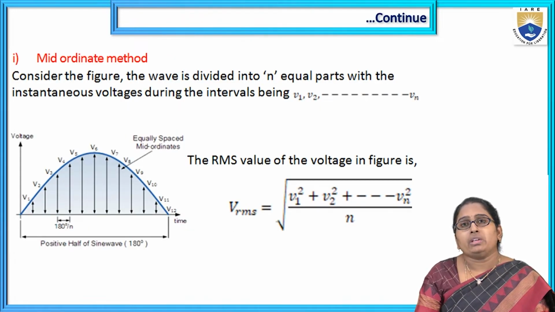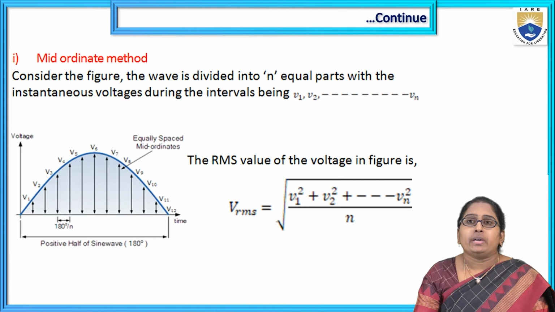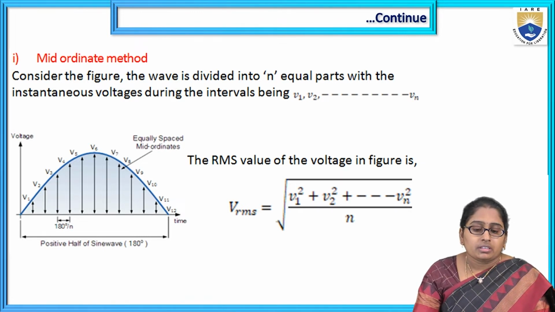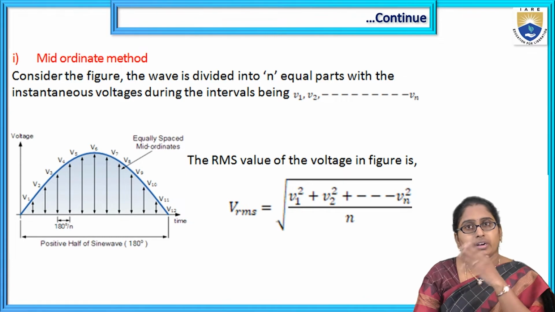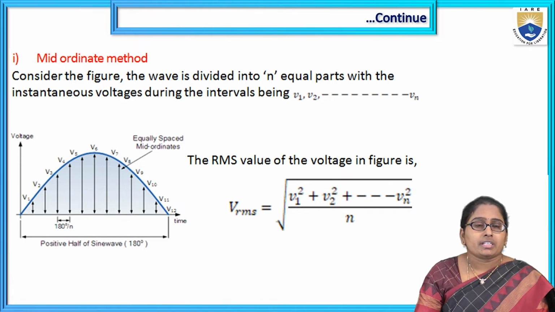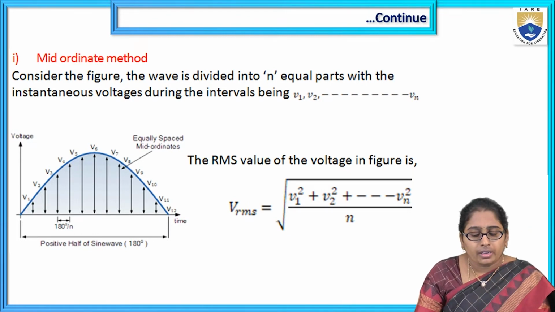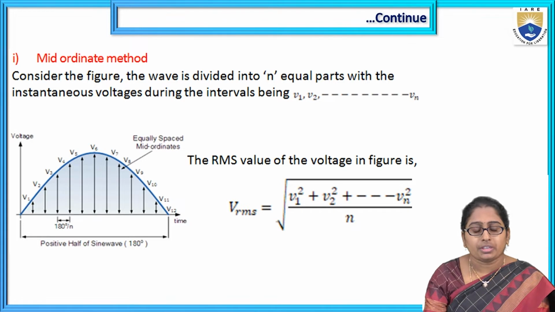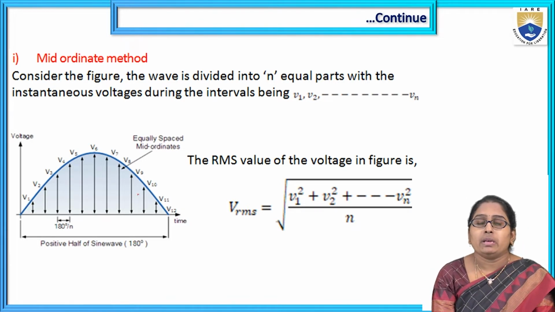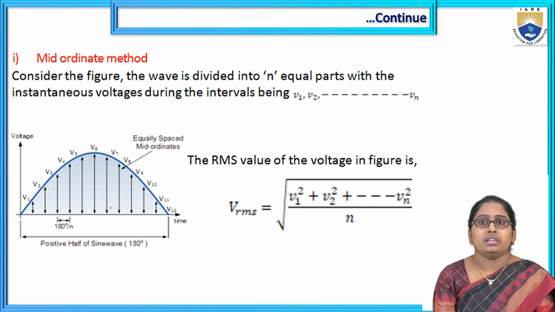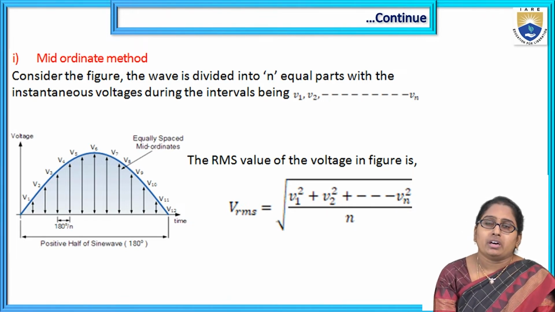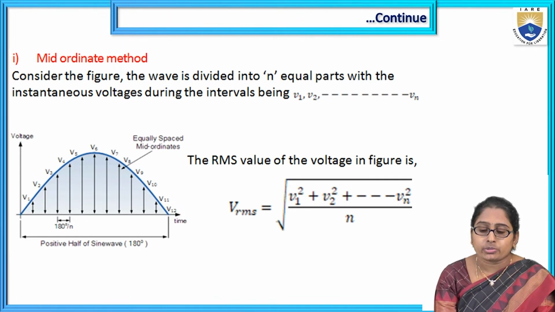Now, to calculate this RMS value, again, like average value, there are two methods. First one is mid-ordinate method. As we already know under average value, it is calculated graphically. Take an AC signal, a waveform, shown in the picture here. It is divided into n equal parts with the instantaneous voltages during the equal intervals T1, T2 and so on Tn. Corresponding instantaneous voltages are V1, V2 and so on Vn.